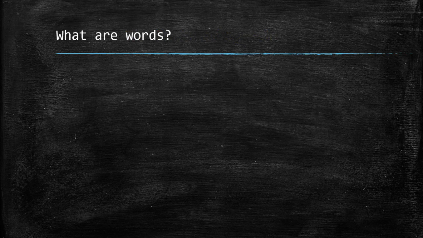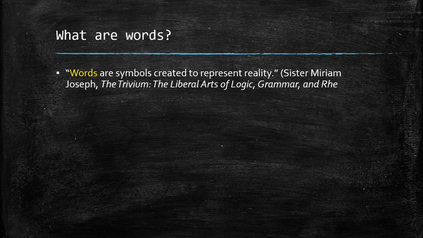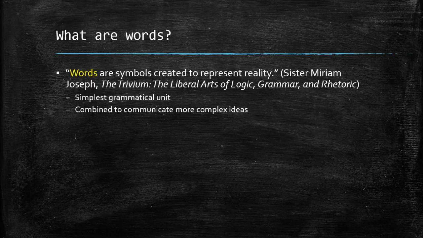Let's start with this. This is an interesting thing that students often don't consider. What are words anyway? We need to understand what we are looking at before we start to classify those things. Words, simply put, are symbols created to represent reality. Words have no inherent value to themselves. They are purely arbitrary. It is the speakers of a language that give them value, so they're mere symbols that speakers of a language create to represent the things in our realities. Words are the simplest grammatical unit, and we combine words to communicate more complex ideas.